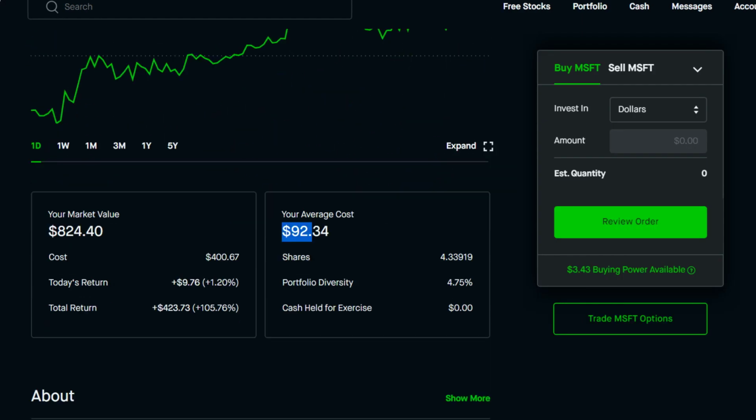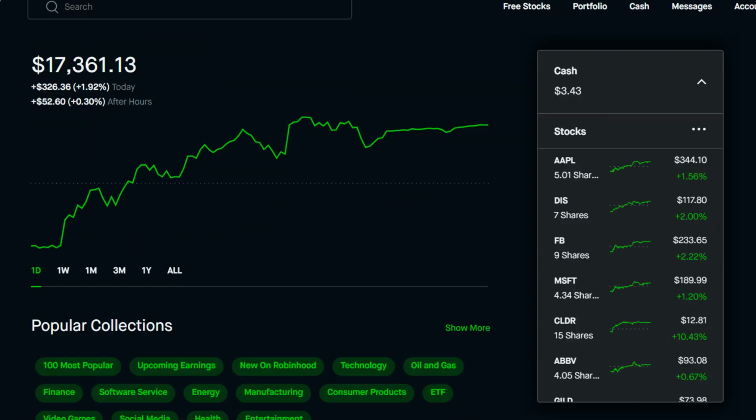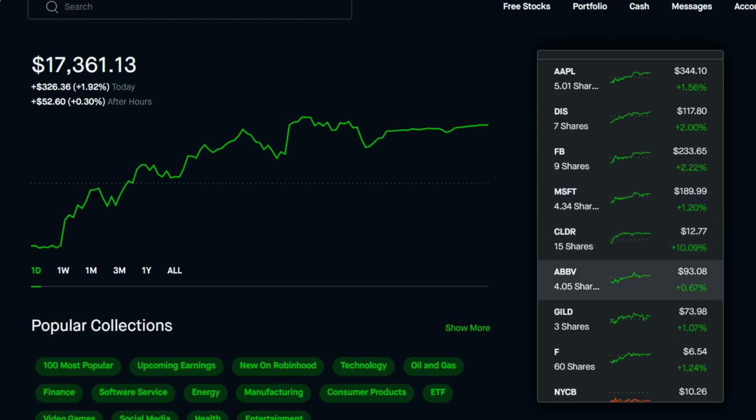Microsoft, average cost at $92.34, which is a total return of $423 or 105%. So good, doubling the money on this one as well. Really like Microsoft, and I plan on holding it again for the dividend. It's a beautiful one, 4.75% of the portfolio or 4.339 shares. The dividend's beautiful on this one, so I plan on holding it and letting the dividend just keep earning me more.